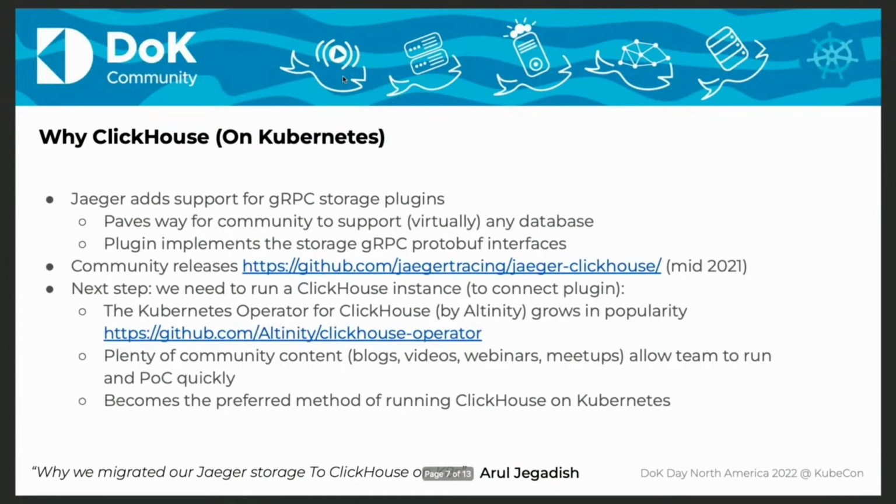Next slide, please. Now the other aspect of using ClickHouse with Jaeger is that Jaeger has a plugin built using gRPC support to support different types of storage. So we basically use that. There is a plugin published by the community called Jaeger ClickHouse that supports the ClickHouse backend for Jaeger. So we were able to make use of that and make Jaeger write data to ClickHouse. Next slide, please.